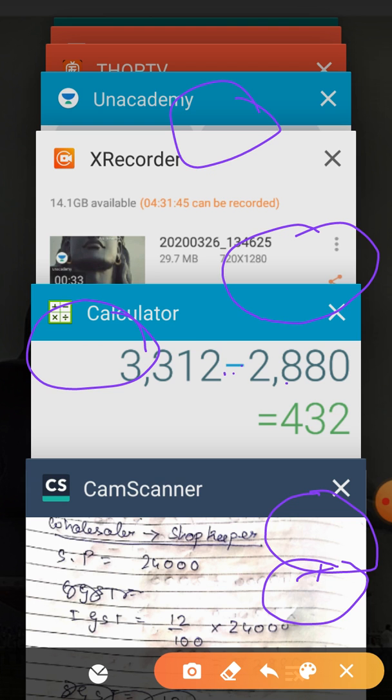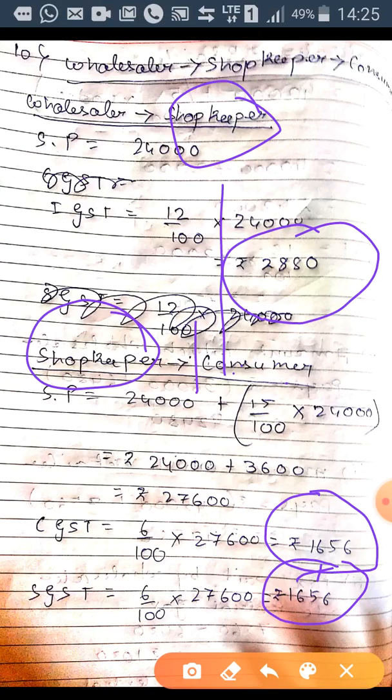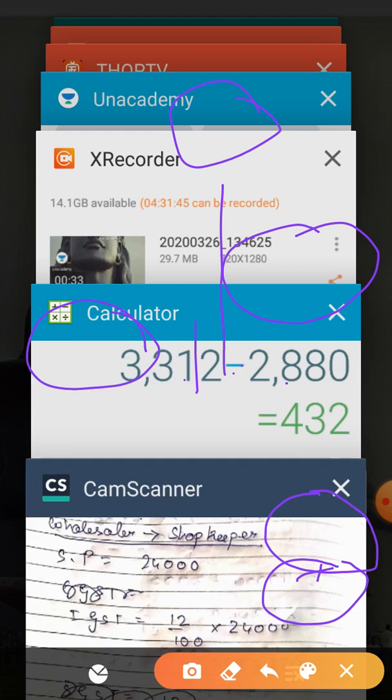Wait, dude, for some reason this thing is not working. Okay, wait.